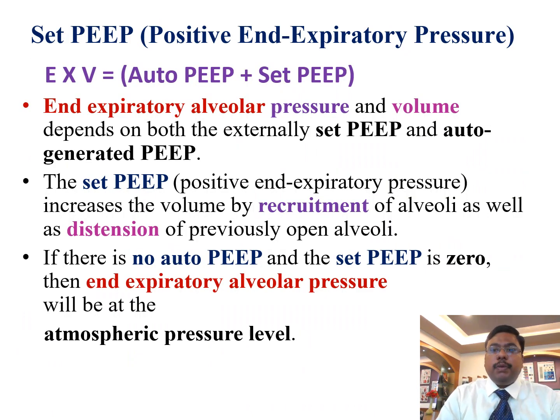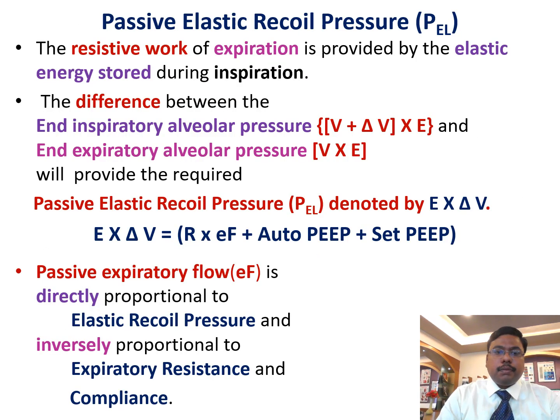Set PEEP, positive end expiratory pressure: E times V is equal to auto PEEP plus set PEEP, the end expiratory alveolar pressure, and volume depends on both the externally set PEEP and auto generated PEEP. The set PEEP increases the volume by recruitment of alveoli as well as distension of previously open alveoli. If there is no auto PEEP and set PEEP is 0, then end expiratory alveolar pressure will be at the atmospheric pressure level.